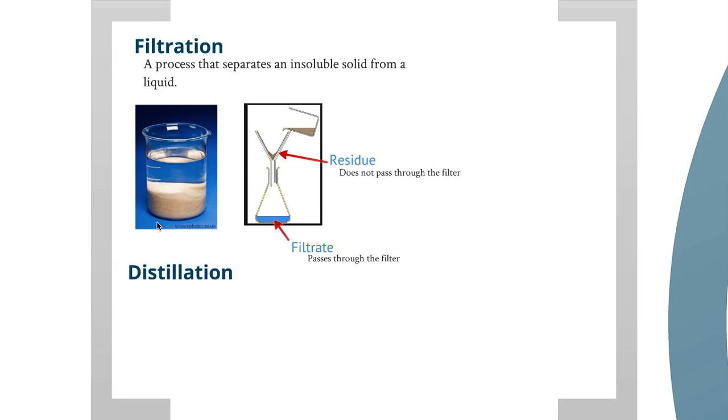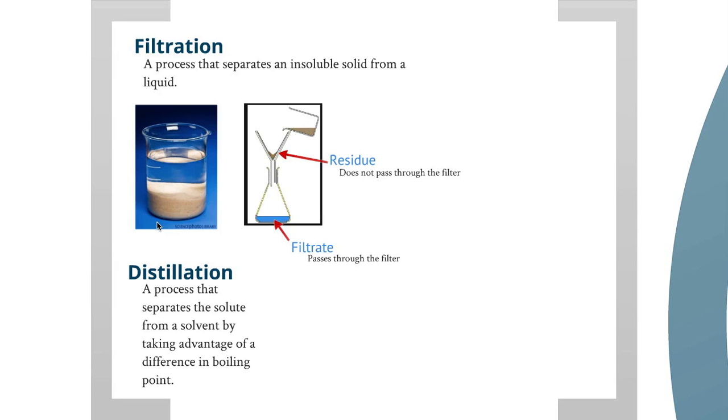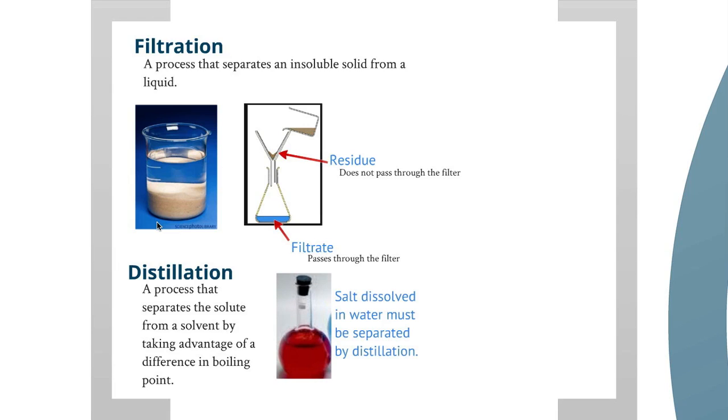Now that's a simple process. Distillation is slightly more complex, but it's the same principle. We're separating a mixture. Distillation is a process that separates the solute from a solvent by taking advantage of a difference in boiling point. So say we had salt dissolved in water. So that's my salt water solution. We add a little bit of red to it to make it easier to see.